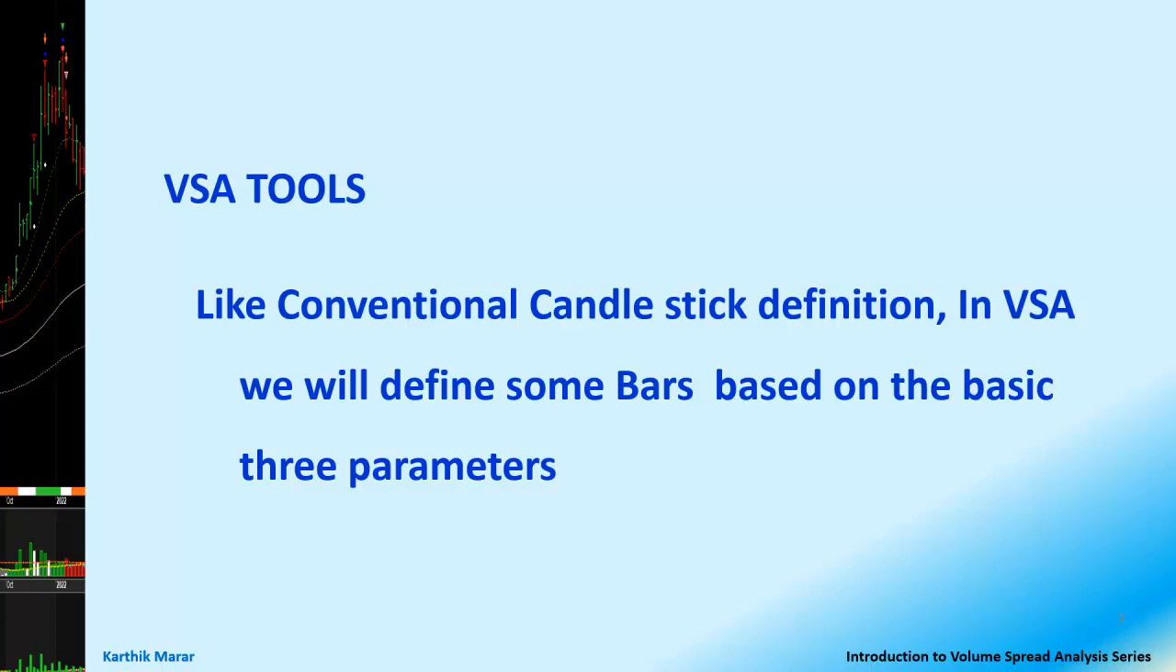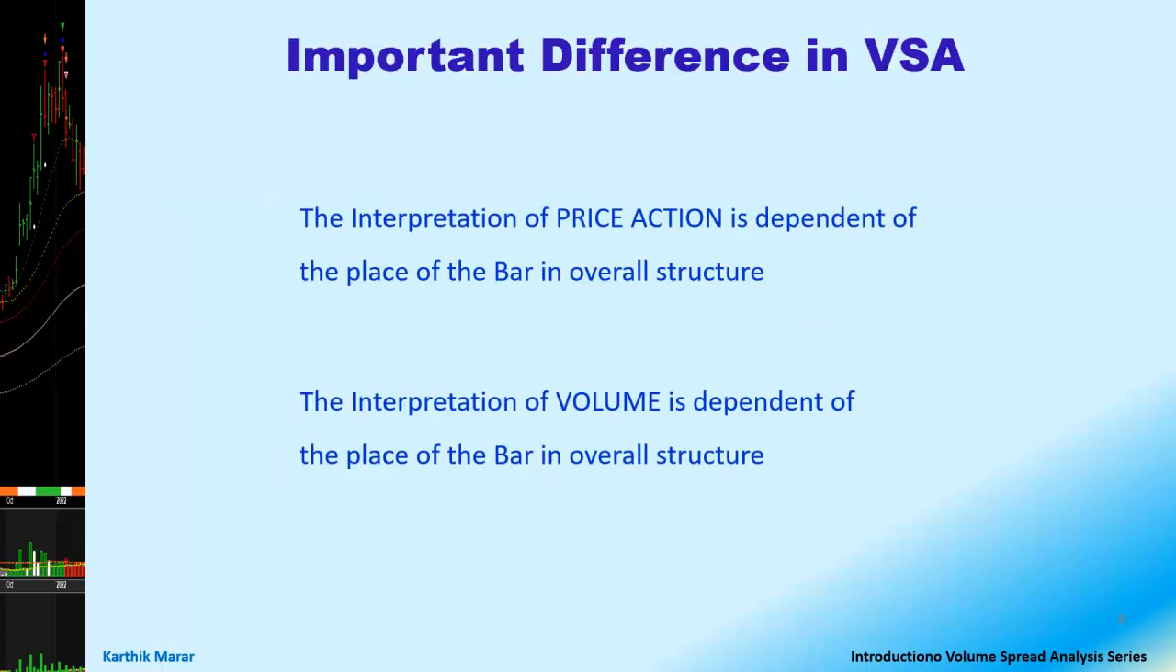In candlestick analysis, we always need a confirmation in the subsequent bars. In the same way, in VSA, any sign of strength or weakness would require a confirmation from the subsequent bar or bars. However, there is one important difference in VSA. The interpretation of the price action or the volume is dependent on the place of the bar in the overall price structure of the stock or the indices. So that is a big difference in VSA.